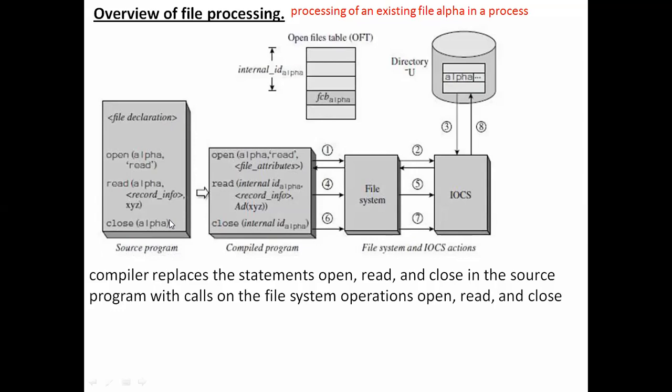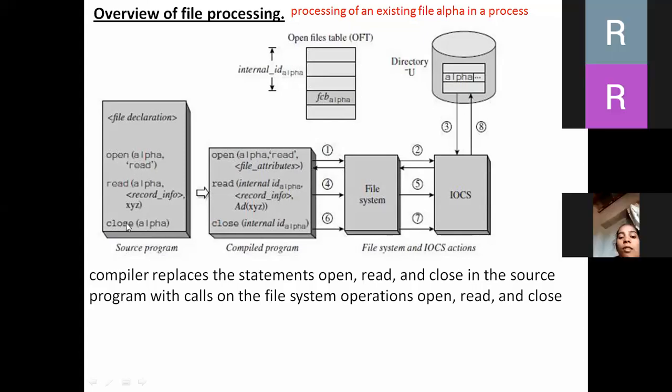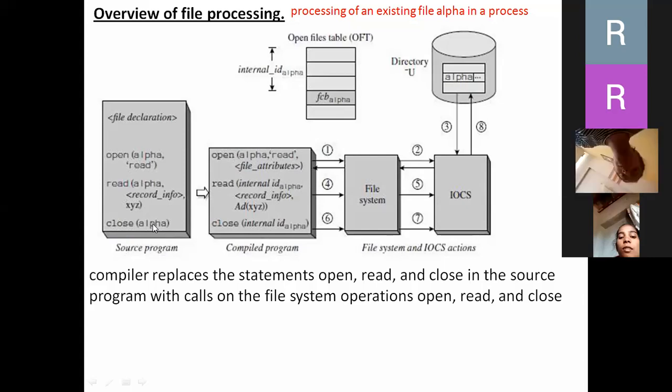So firstly, you can find the compiler program is also there, along with the source program or the source code. In the figure, what you can see here is the source program, and this source program contains the declarations of the file alpha, and we have used many operations like open, read and close, along with the file name to be mentioned. So you can see the source program here, containing a declaration of the file alpha.